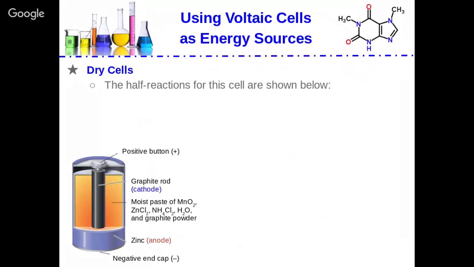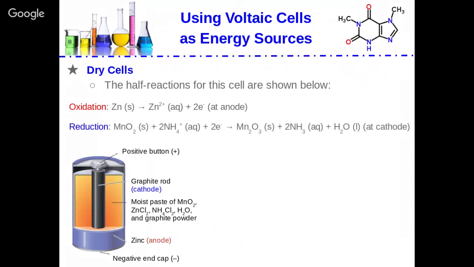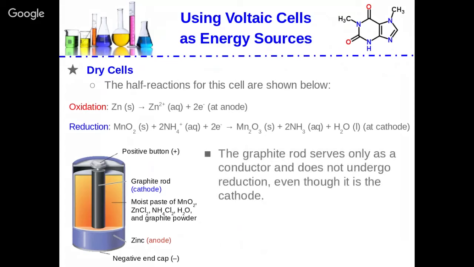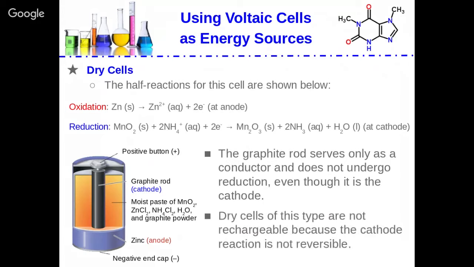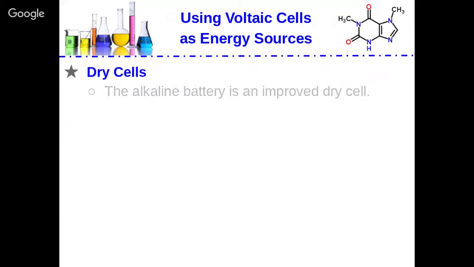The half reactions for this cell occur as below. We have this oxidation and this reduction happening. Our reduction reaction is a little more involved, but that's okay. The graphite rod serves only as a conductor and does not undergo reduction, even though it's at the cathode. Dry cells of this type are not rechargeable because the cathode reaction is not reversible.